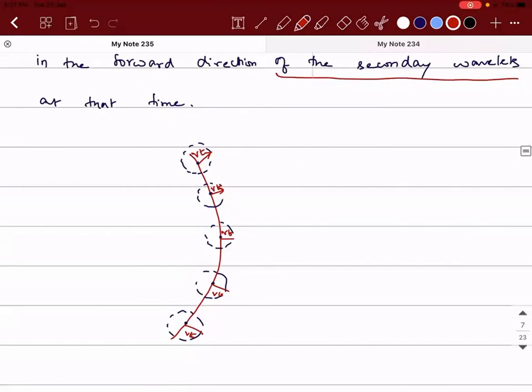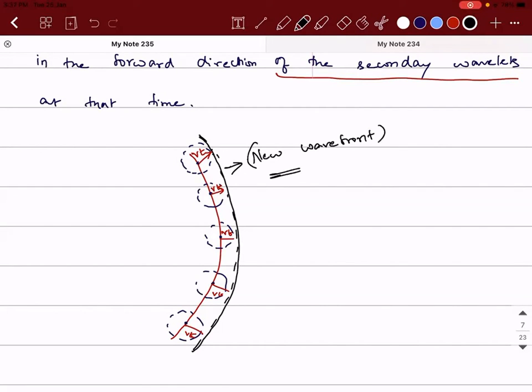Means if I take these wavelets and I am able to draw a tangential surface like this, then if I join it like this, then this tangential surface drawn for the secondary wavelets is what we call the new wavefront. So this point is very, very important for you to understand the subsequent concepts of the laws of reflection and laws of refraction, which we will be proving using the wave theory of light.